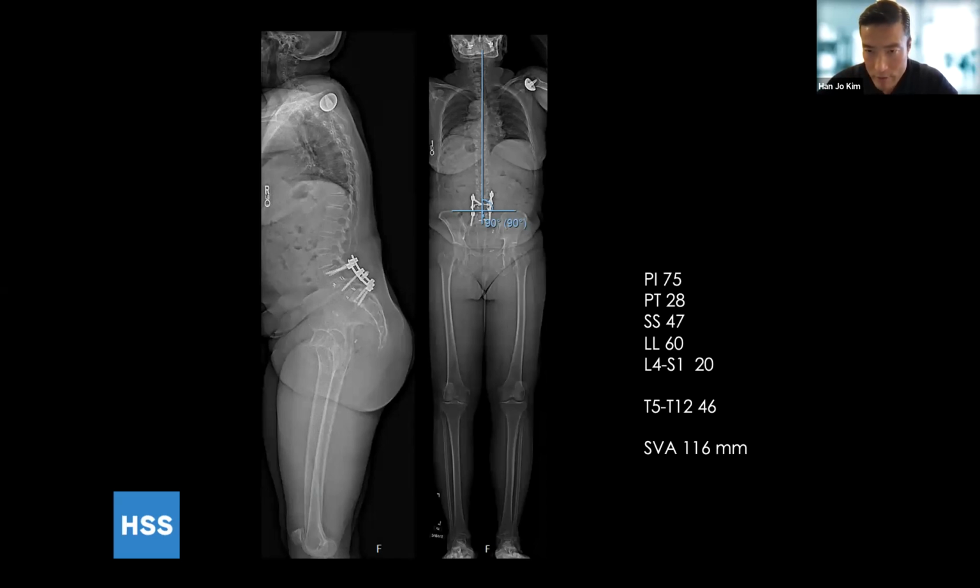Her sagittal parameters are outlined here: pelvic incidence of 75, pelvic tilt of 28, sacral slope 47, lumbar lordosis of 60. So her PI-LL mismatch is about 15 for a 62-year-old lady. And her L4 to S1, I'll point out, is about 20 degrees under the setting of a PI of 75. And her SVA is positive at about 11.